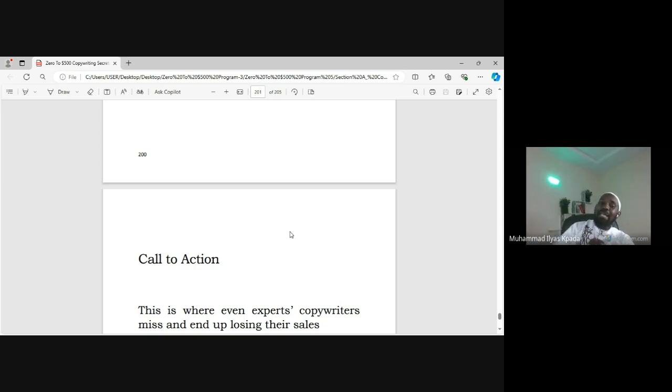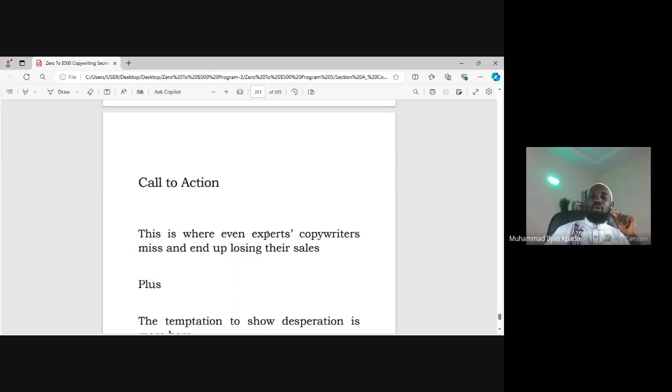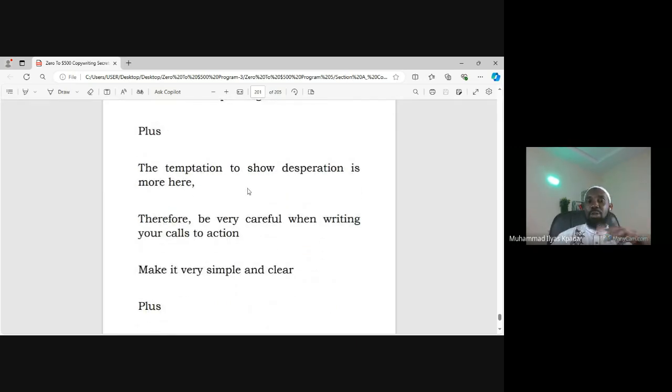So the last part is the call to action. This is the last part. Okay. This is where even expert copywriters miss and end up losing their sales. Plus, the temptation to show desperation is more here. Now, the call to action, a lot of people think this is just small, because you just tell the person to just click now. That is where a lot of people miss it.